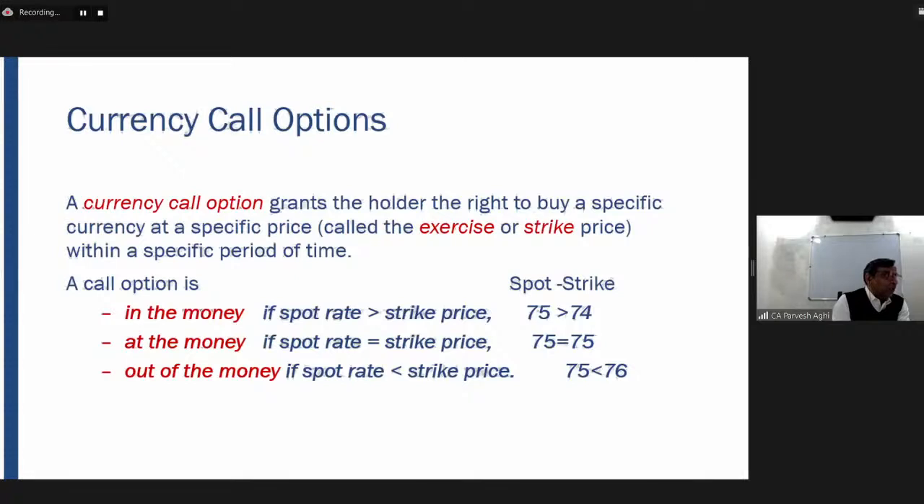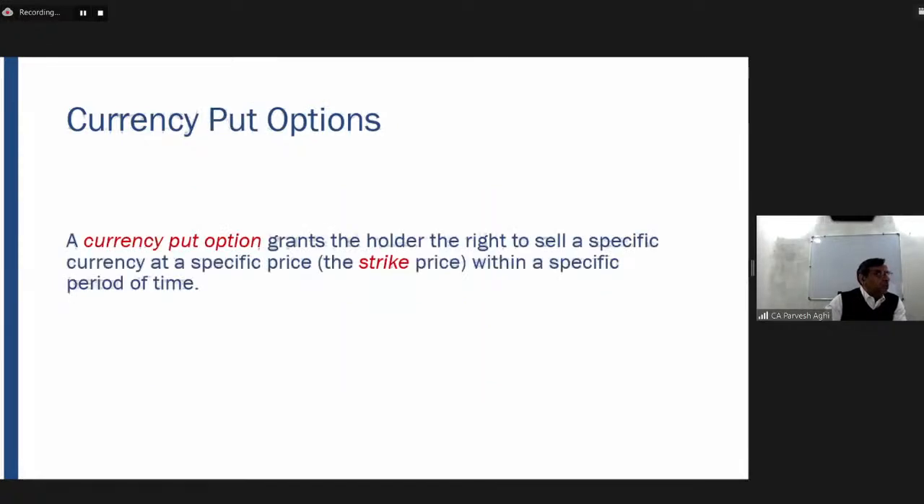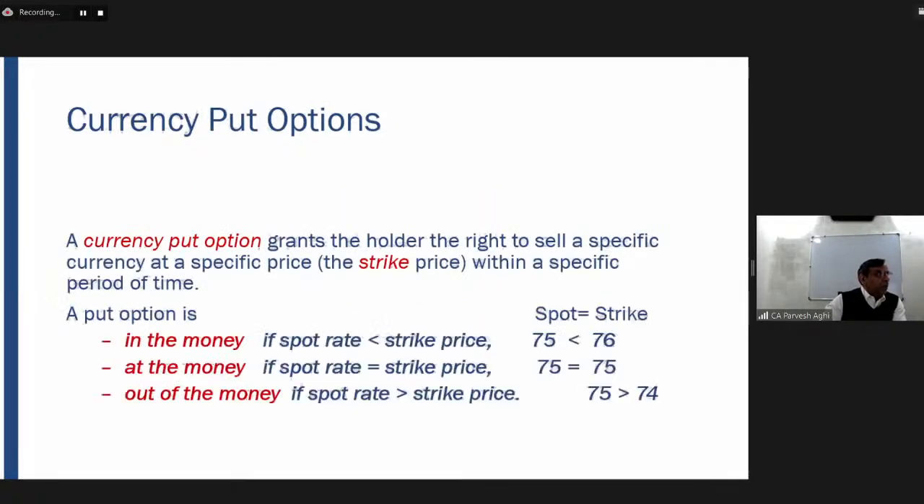As we know, in the money call options will always have a higher premium compared to out of the money. It all depends upon what kind of stance you have. The strike price you are going to choose depends upon how bullish or bearish you are. So similarly, a put option. A currency put option grants the holder the right to sell a specific currency at a specified price, called the strike price, within a specified period of time.